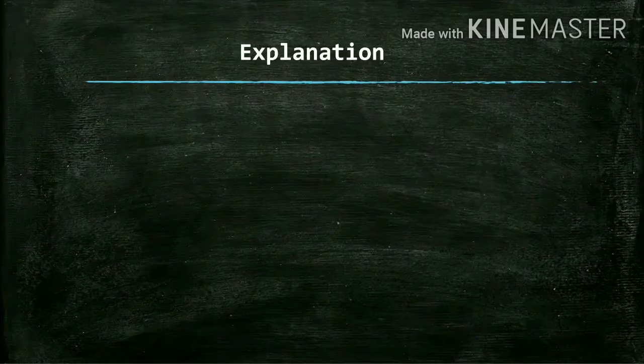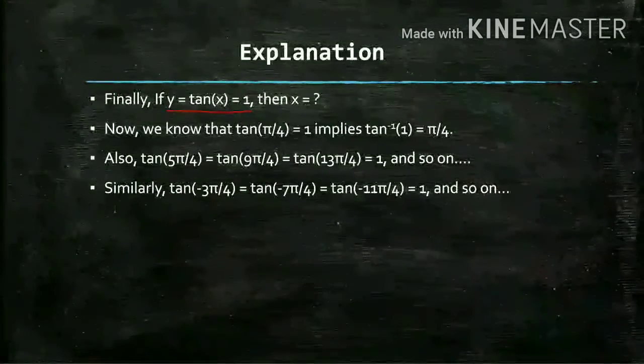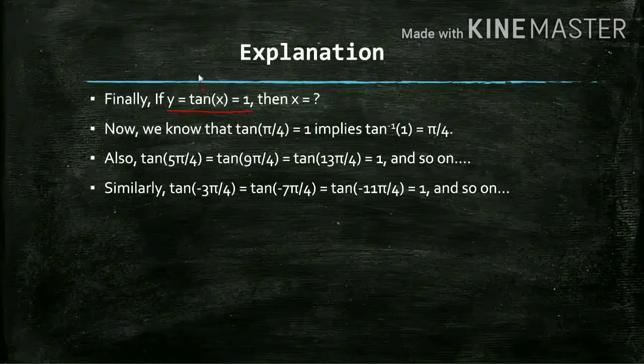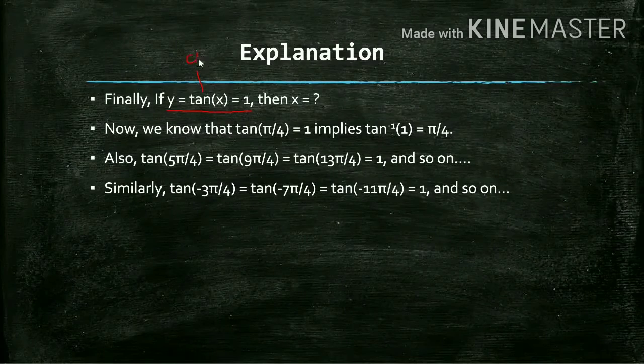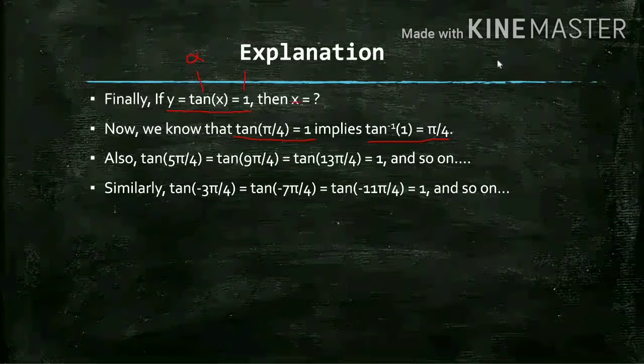Now the main one is the third question. You are given y is equal to tan of x is equal to 1 and you need to find the generalized value of x. How to do this? Very easy. First thing you need to do is the trick: at what angle alpha is the value of tan 1? You know that tan of pi by 4 is 1. So pi by 4 would be tan inverse 1. So one value you get for x is pi by 4.